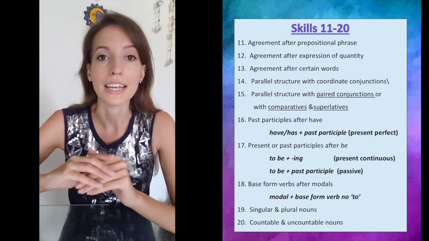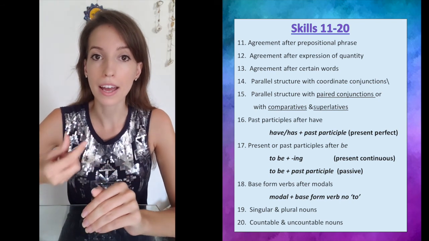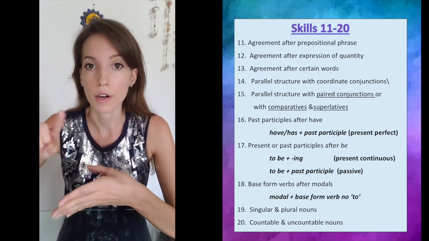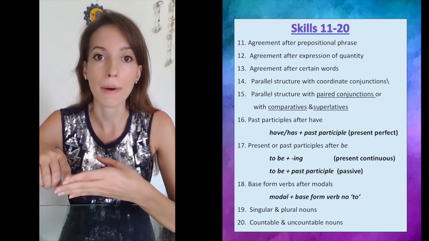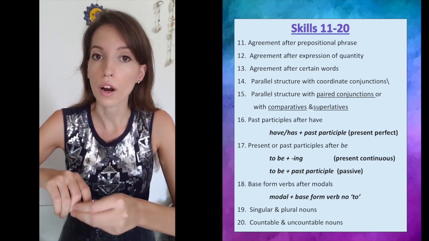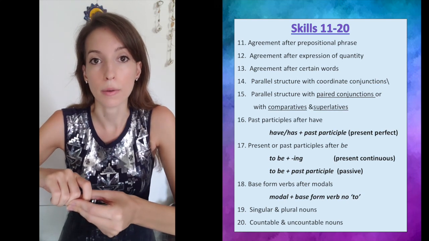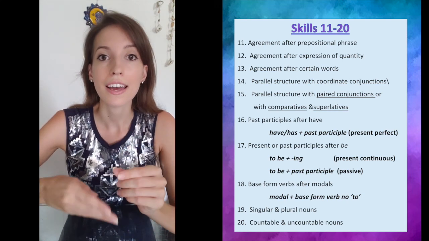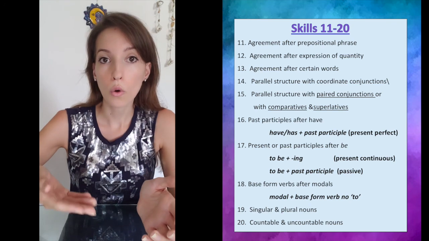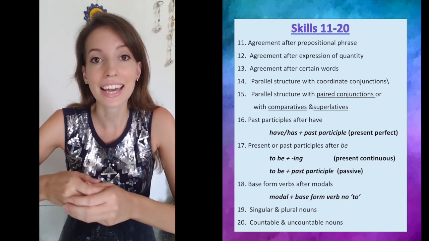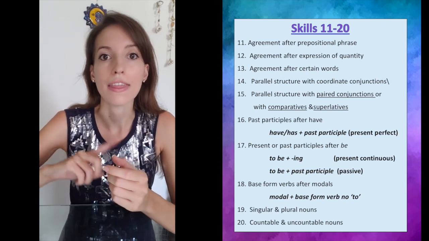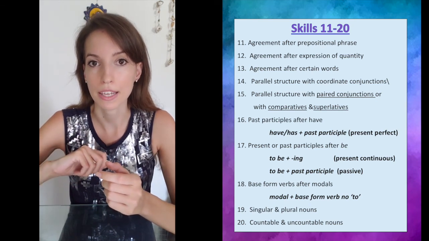Skill 16 is past participles after the verb have. When you see the verb have in any of its forms, the verb right after needs to be a past participle. Skill 17 is present participles or past participles after the verb be. When you have the verb be and then another verb after it, the second verb needs to be a present participle or a past participle. Skill 18 is base form verbs after modals. When you have a modal verb, the next verb needs to be in its base form.